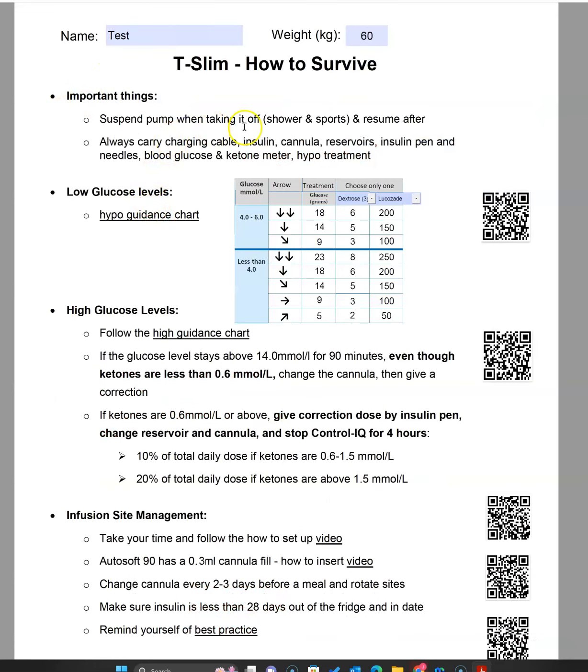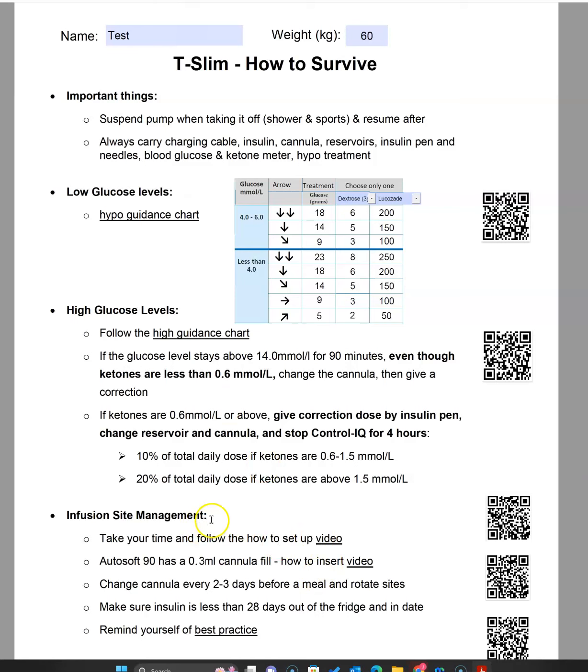First of all, are they suspending and then restarting the pump when they're taking showers or baths so that the insulin is actually going into the person? When they're going low, are they treating with the adequate amount of hypo treatment, not too much, depending on glucose value and trend arrow? If they've been above 14 for more than 90 minutes, are they changing their cannula and set at that time, not waiting until their ketones are above 0.6? Because using these systems properly, they shouldn't be experiencing glucose levels above 14 for more than 90 minutes.